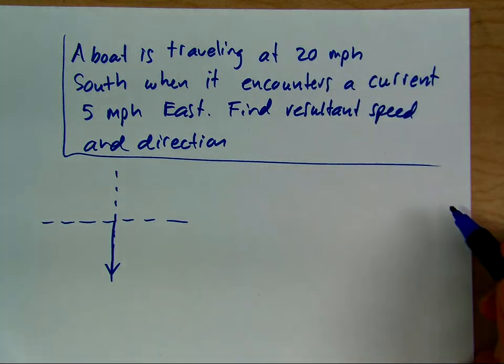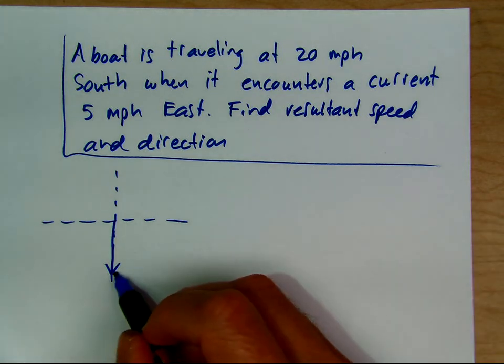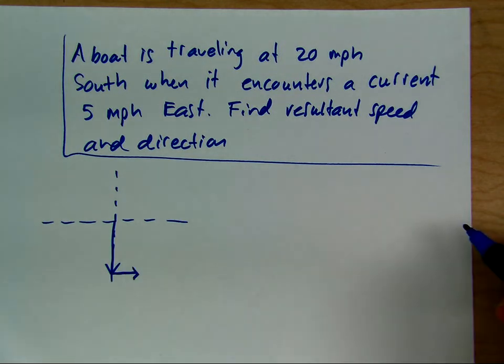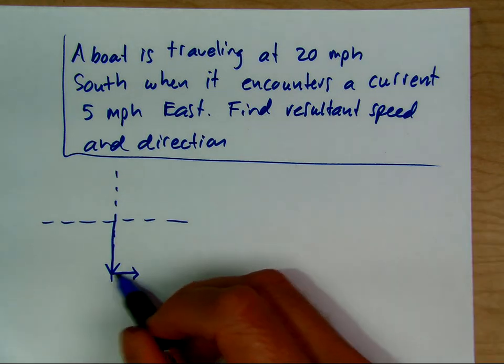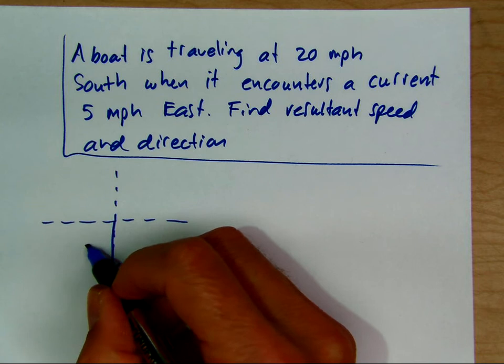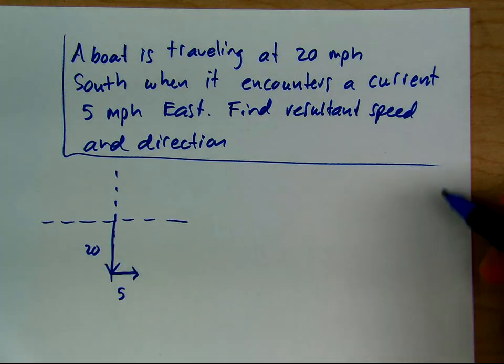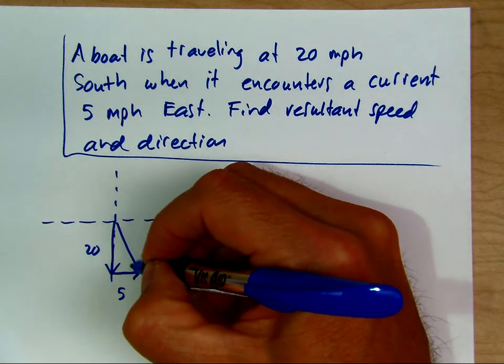Then, the current is moving east, so we'll put 5 miles per hour east. The magnitude of this is 5, and the magnitude of that is 20. So the resultant is what we want to find. That'll answer the question.